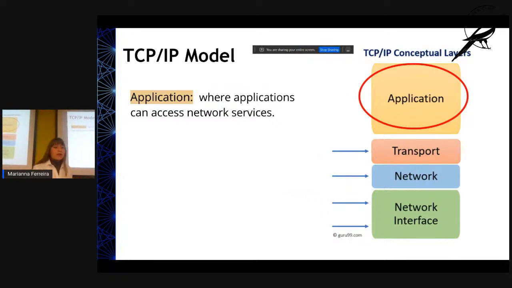Jumping straight into it, the application layer is usually the top one, and it's where we access network services. For example, one you might all know is HTTP. If you're accessing a network or making a DNS request, that's going to happen through the application layer.